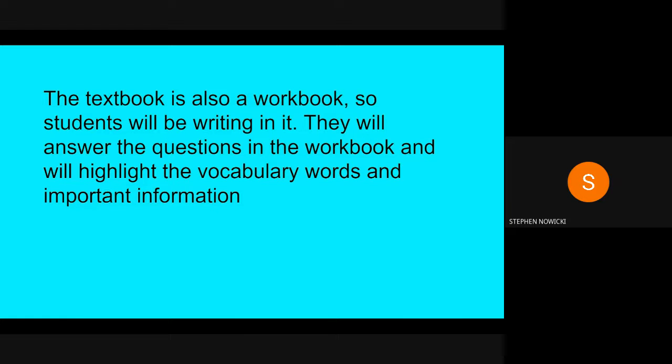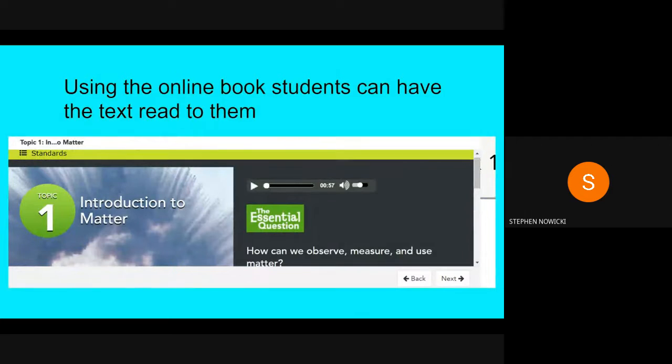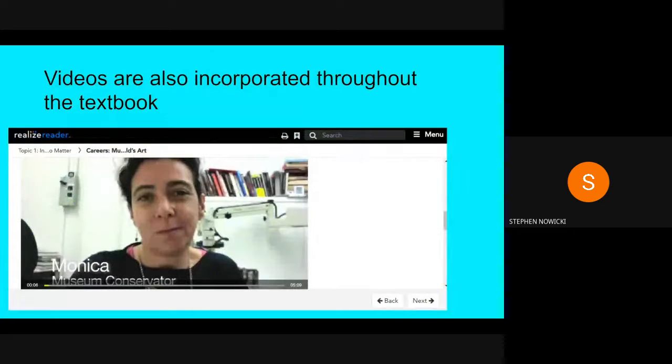Now, there's an option to have it read to you. This is in the online version. And there are videos that are embedded into the lessons in the online version, and we will use those during class to supplement what we're going to do.